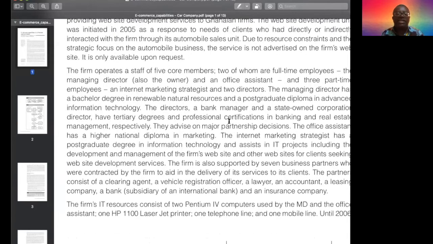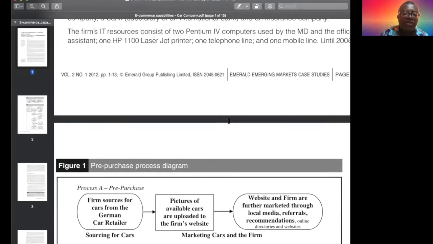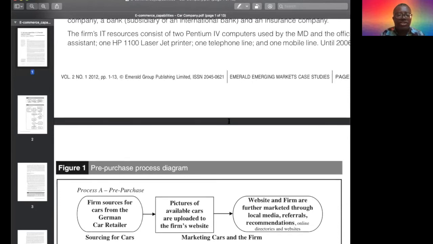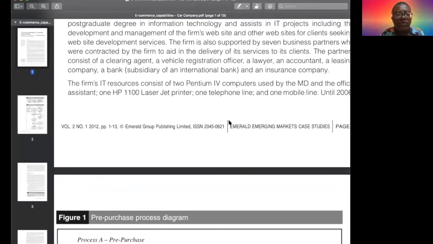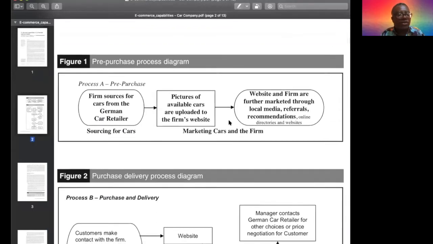The firm operates with a staff of five core members, two of whom are full-time employees, then two directors, and then one internet marketing strategist. So you see that one too. The IT resources of the firm consist of two Pentium 4 computers, which is quite necessary to mention because you're doing an IT study, and it's going to inform the study you're doing. Okay.